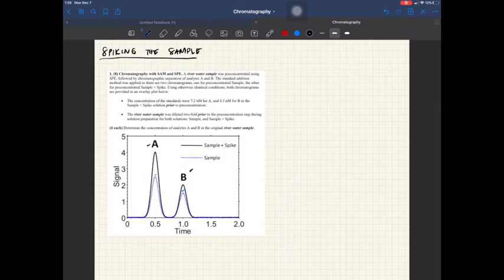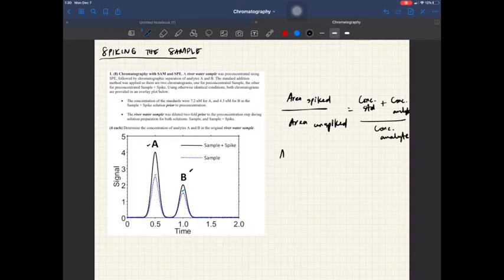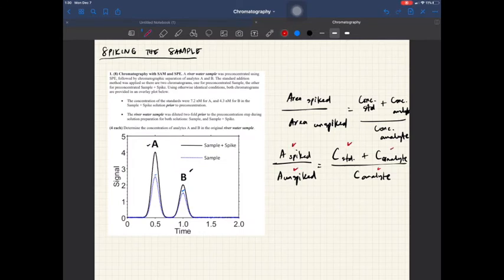So how do we calculate the unknown concentration of components A and B? We can use ratio and proportion. The peak area of the spiked sample over the peak area of the unspiked sample is equal to the concentration of the standard spiked plus the concentration of the analyte, over the concentration of the analyte. Or we could say A of spike over A of unspiked is equal to concentration of standard plus concentration of analyte over concentration of analyte. Since the standard is known, we can calculate the concentration of analyte.